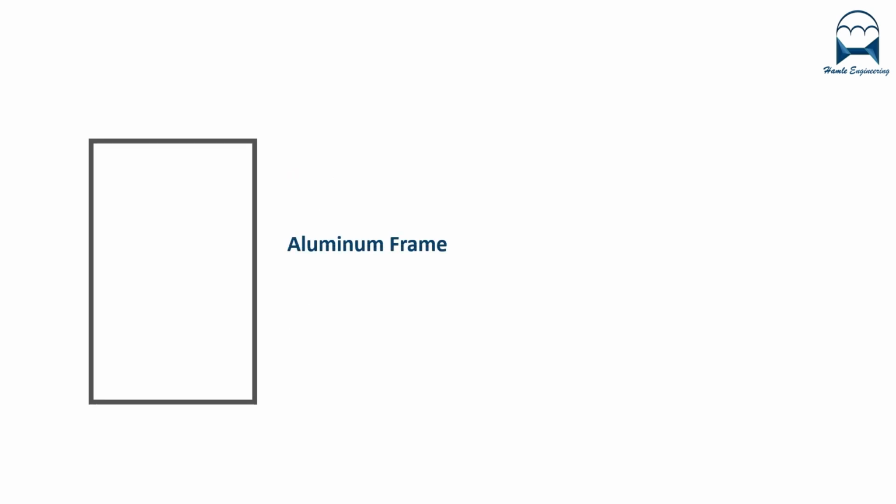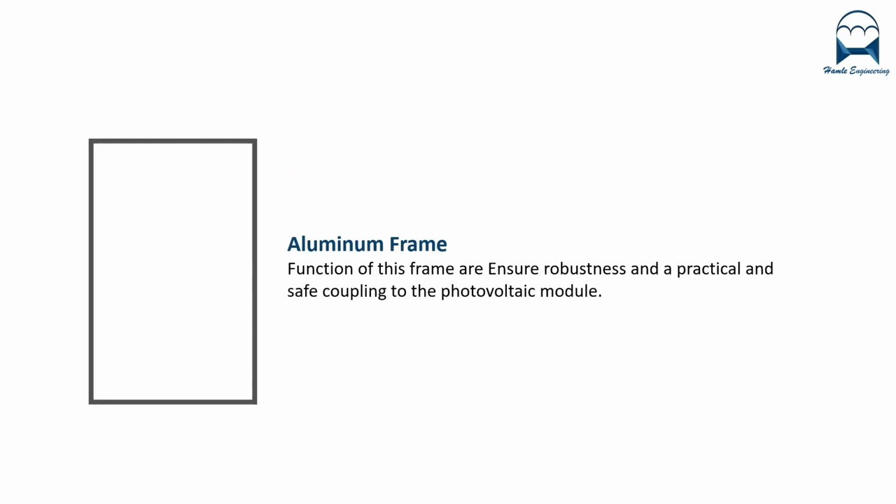Frame. One of the last parts to be assembled is the frame. It is normally made of aluminum and has the function to ensure robustness and a practical and safe coupling to the photovoltaic module. Together with the frame, a layer of sealant is also deposited around the walls of the panel as a moisture barrier. For this purpose, the most widely used material is silicone, although sometimes a special sealing tape is used.